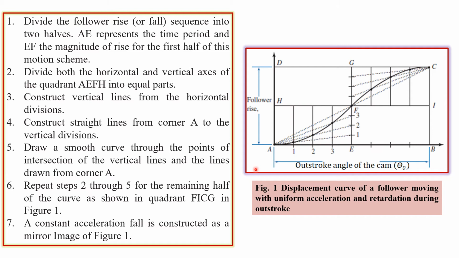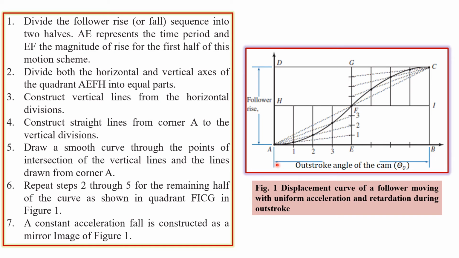So what we have done here is, along this abscissa we have taken the outstroke angle of the cam, that is theta naught. So ultimately, for constant angular velocity of the cam, theta naught is directly proportional to time. So whether we are plotting the time along the x-axis or the cam rotation angle along the x-axis, it does not make any difference. Suppose the outstroke angle of the cam is, say, 80 degrees.